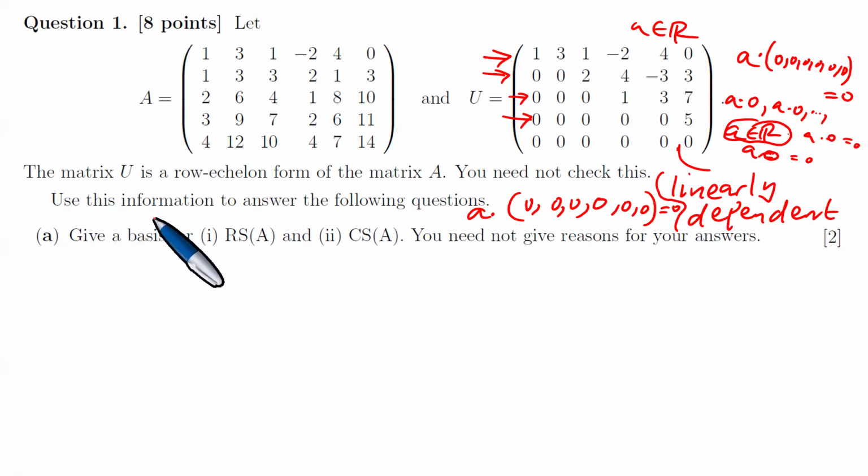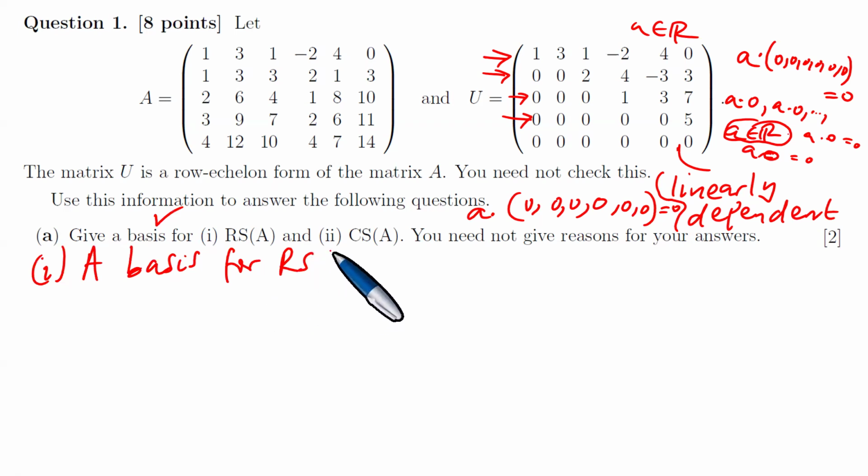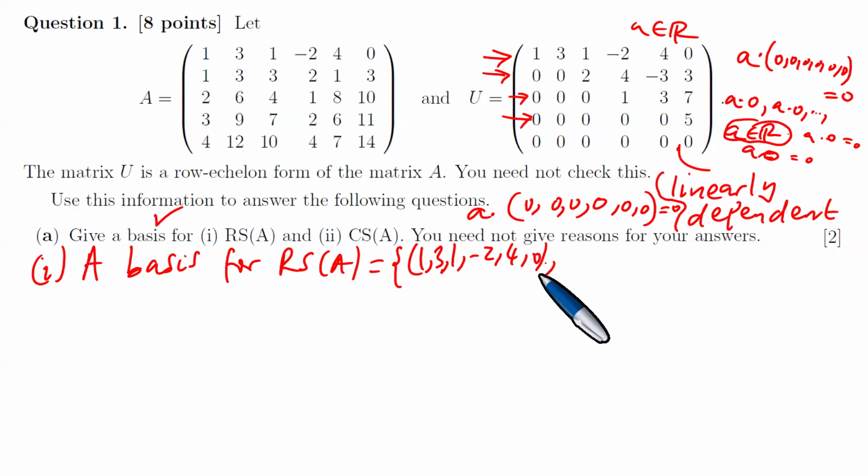So we then say, but we need to give what we call the basis of this. So in the first Roman figure, we note that a basis for the row space of A will consist entirely of the non-zero rows. What are the non-zero rows? 1, 3, minus 2, 4, the first one, 0, the first row.